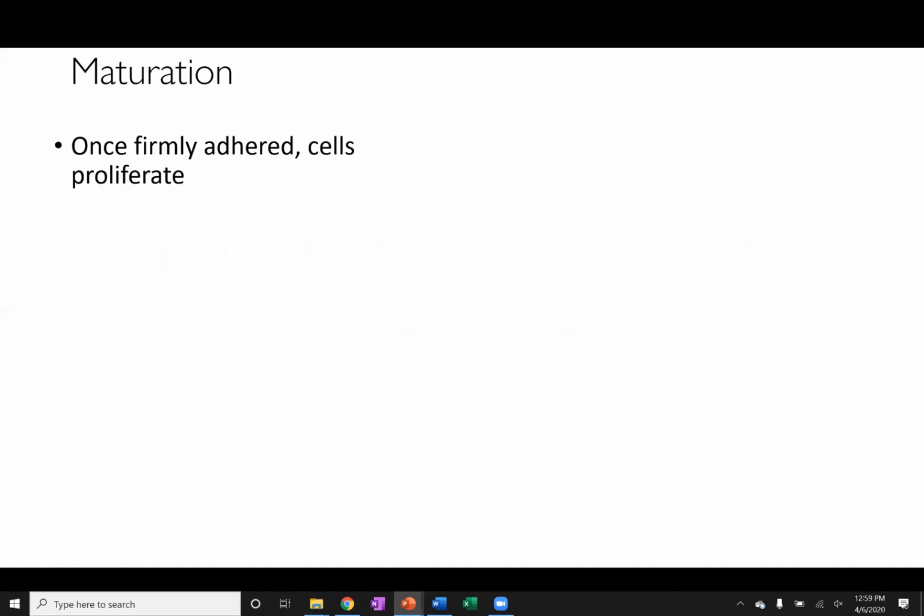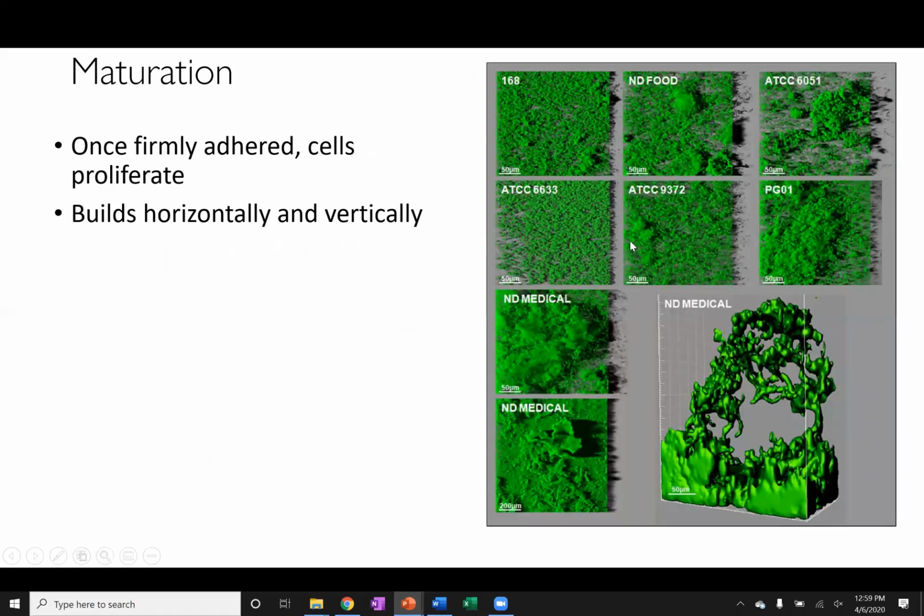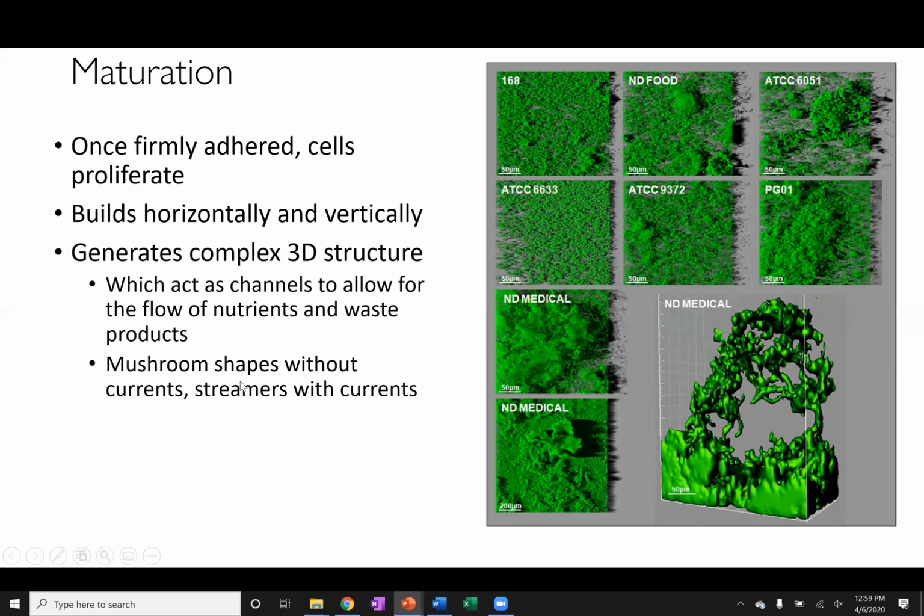But once a colony adheres, the cells have to proliferate. They have to grow, they have to divide, they have to get larger, and they build out horizontally as well as vertically. Bacteria land and proliferate, but they don't just proliferate outwards, covering the surface completely; they also build complex 3D structures. These act as channels to allow for the flow of nutrients as well as waste products. It commonly forms mushroom shapes, even without any currents. They might look random, but they are highly, highly organized.